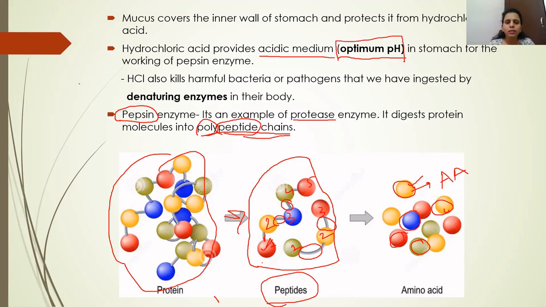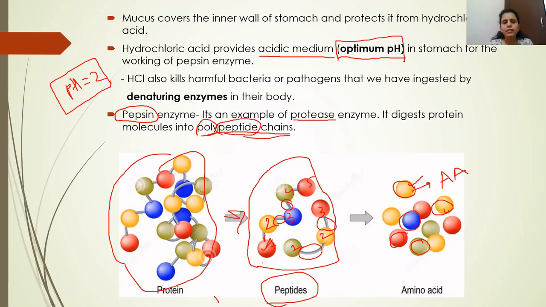The pH at which pepsin enzyme is generally functional is 2. So pepsin enzyme is functional at pH 2. 2 is actually the optimum pH for the proper functioning of pepsin enzyme. So the first function of hydrochloric acid is that it provides optimum pH for the functioning of pepsin enzyme.